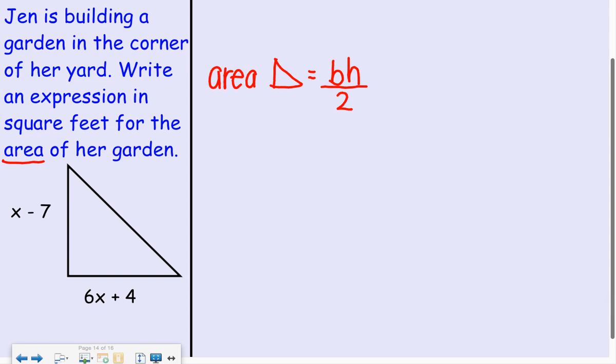So let's take what we know about our triangle. The base of our triangle is 6x plus 4. The height of our triangle is x minus 7. So we have to take all of that and divide it by 2. So in order to multiply 6x plus 4 and x minus 7, I'm going to need to FOIL.